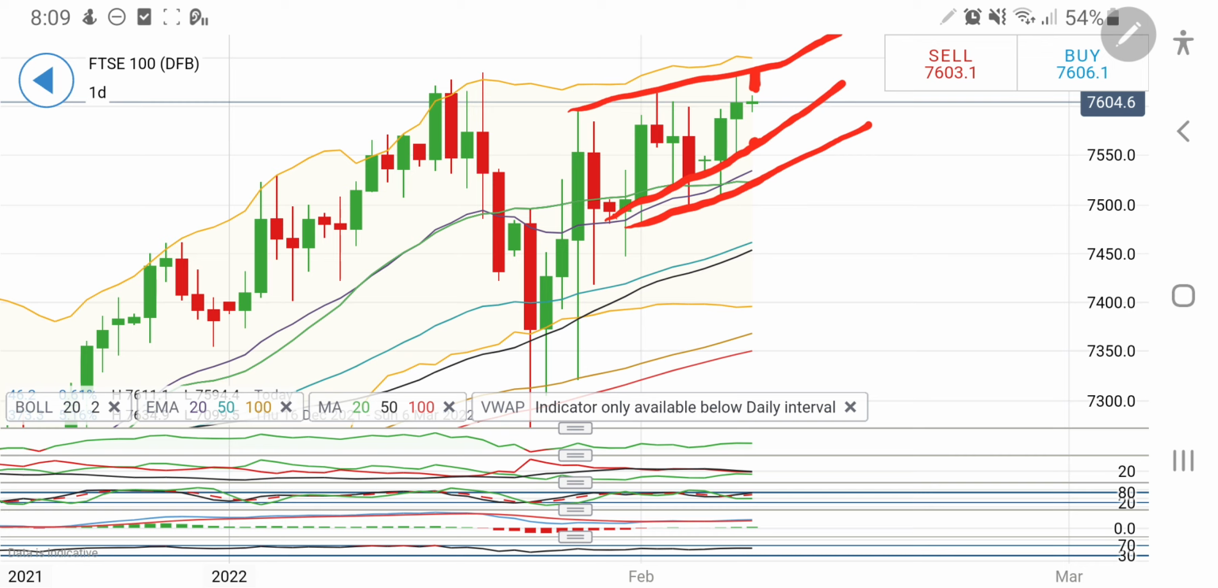Now previously 7,580 and 7,600 were the resistance for it to move upside.